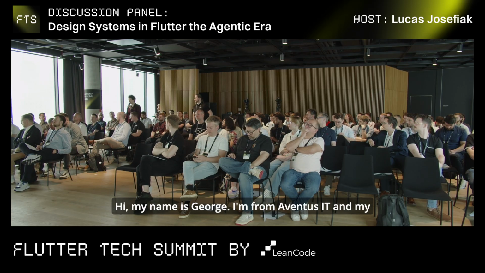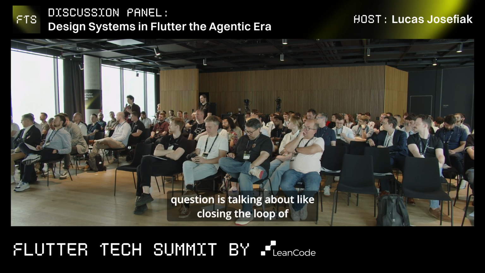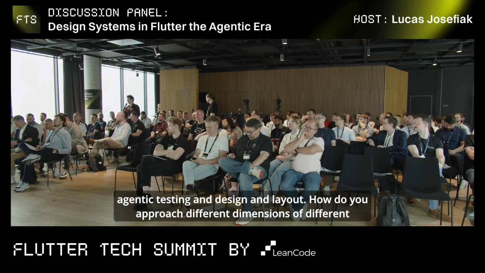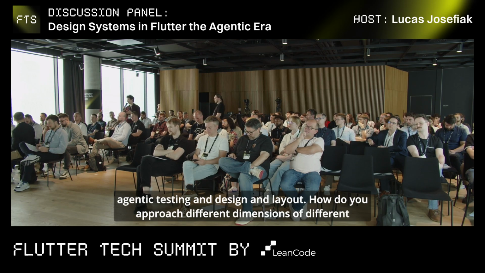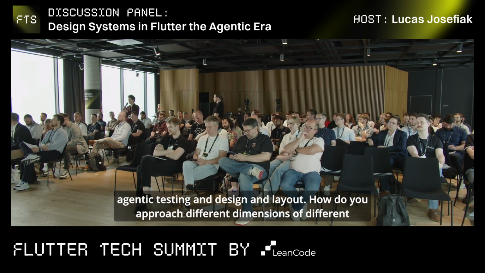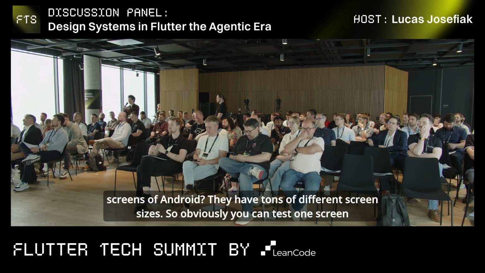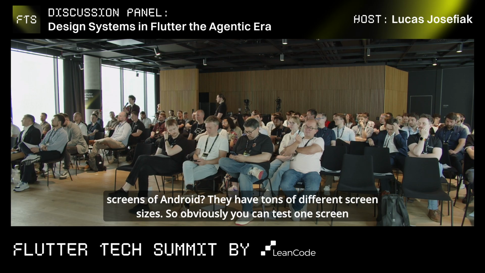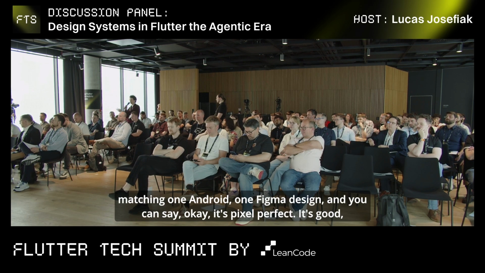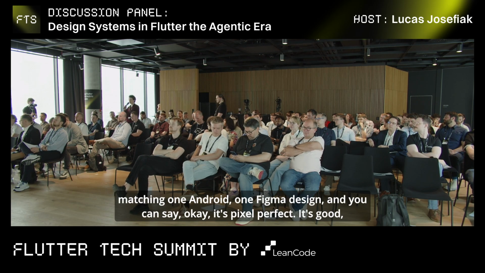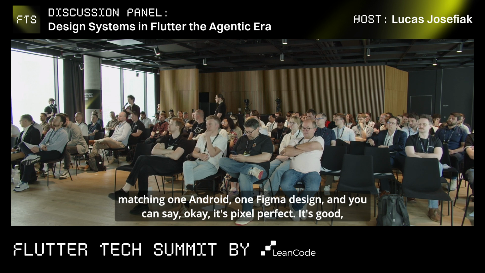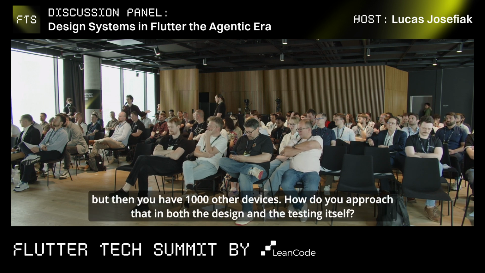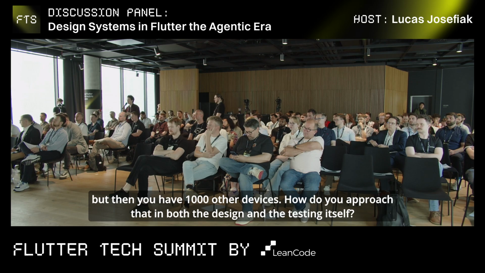I'm from Aventus IT, and my question is about closing the loop of agentic testing and design and layout. How do you approach different dimensions of different screens of Android? They have tons of different screen sizes. So obviously you can test one screen matching one Android, one Figma design, and you can say, okay, it's pixel perfect, it's good, but then you have 1,000 other devices. How do you approach that in both the design and the testing itself?